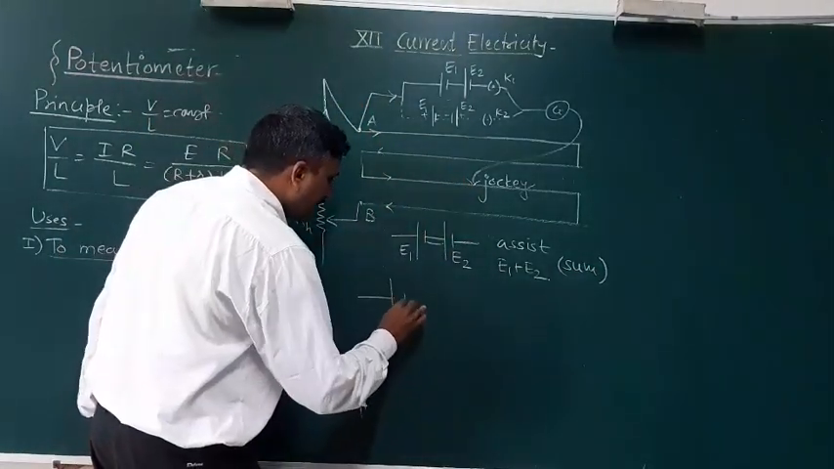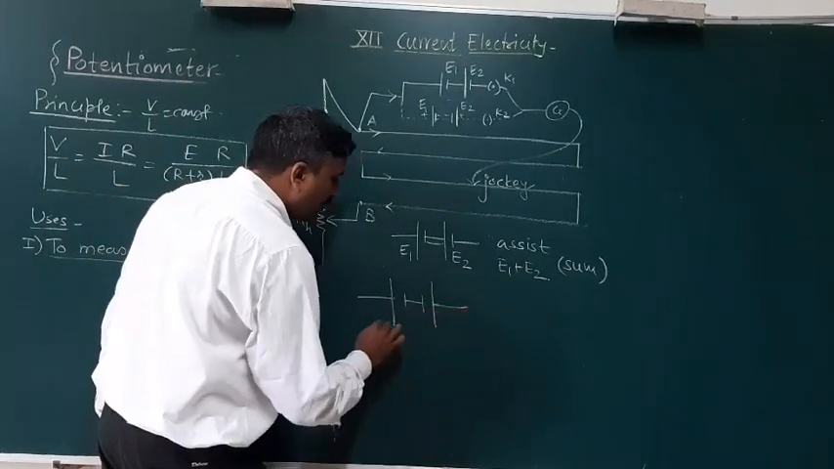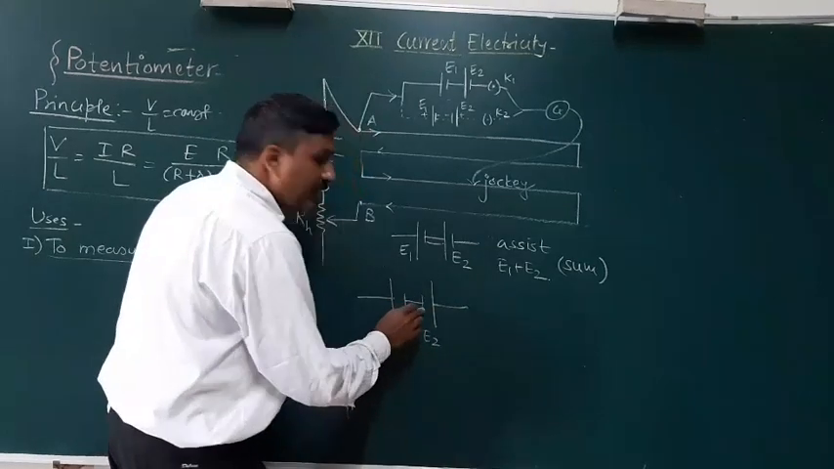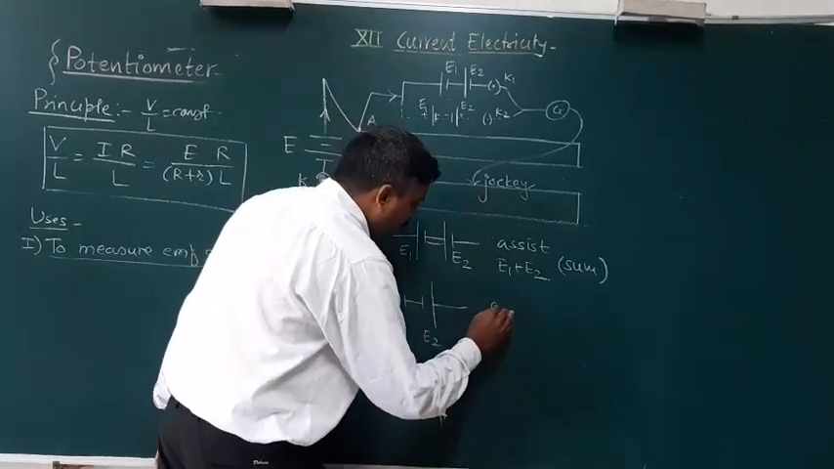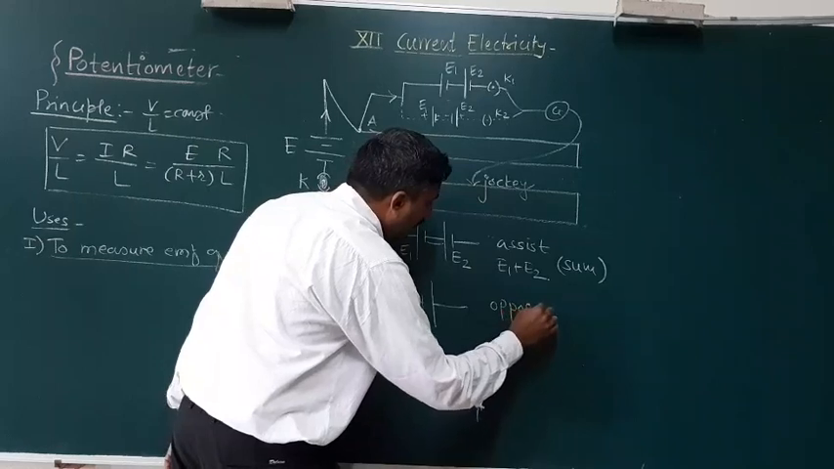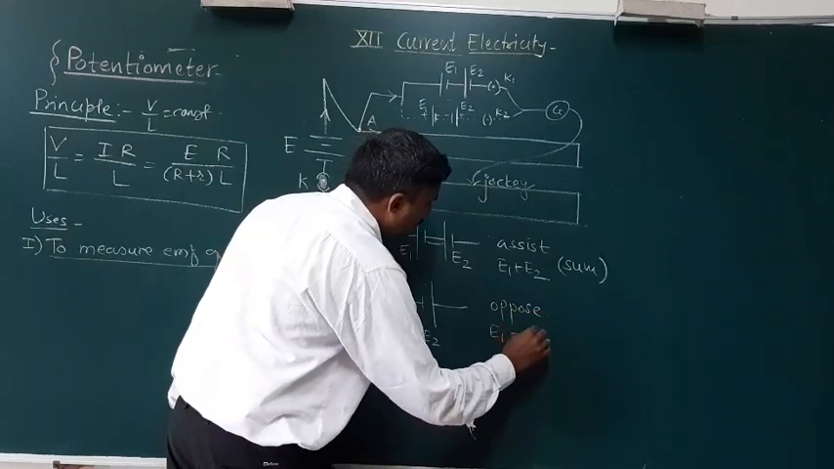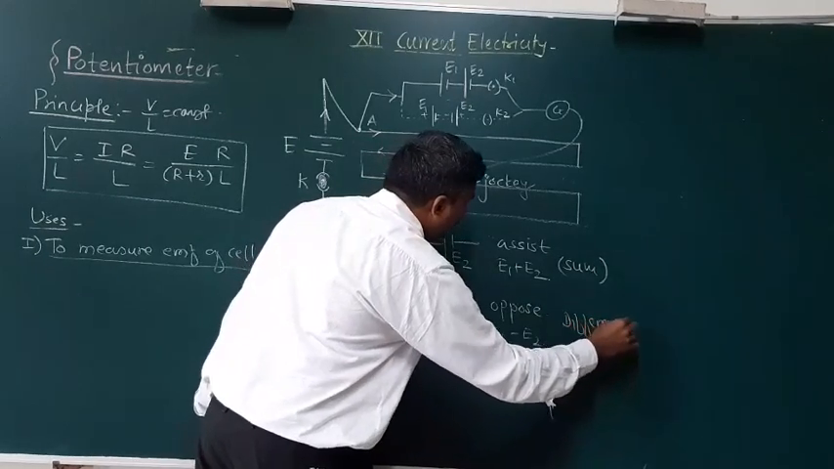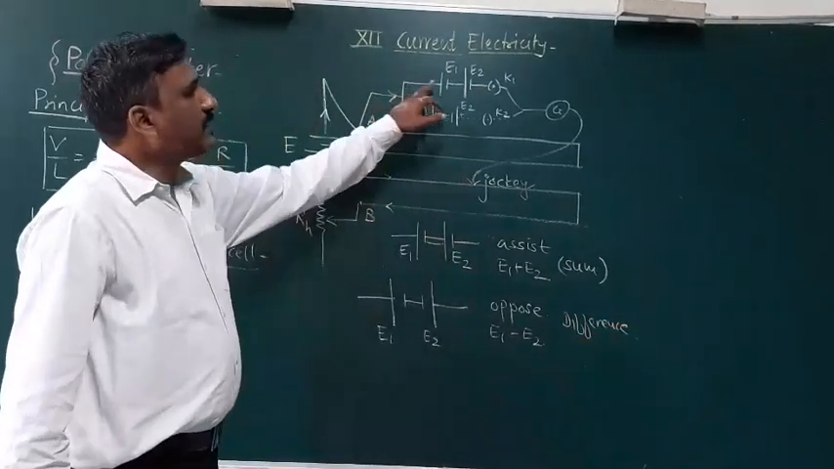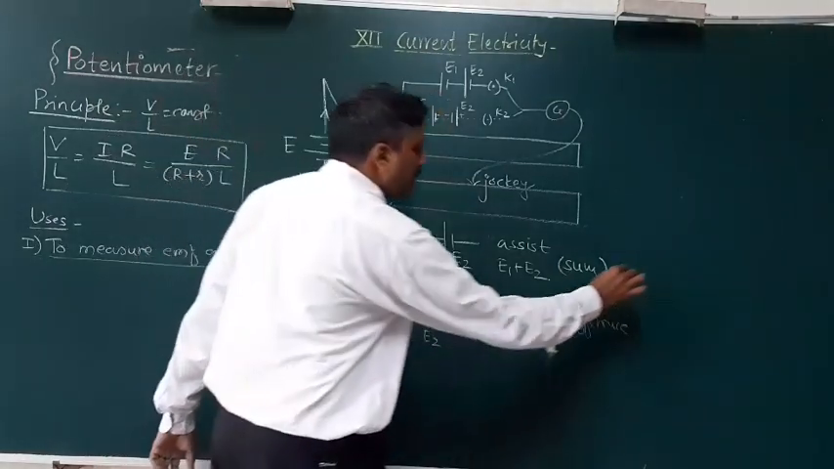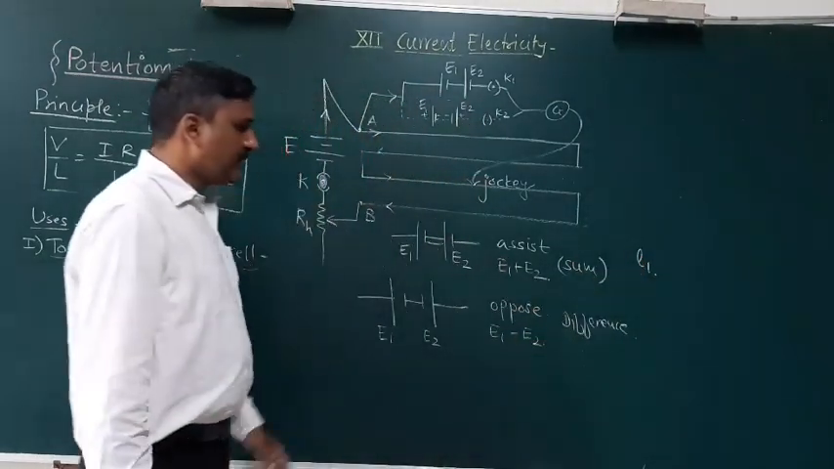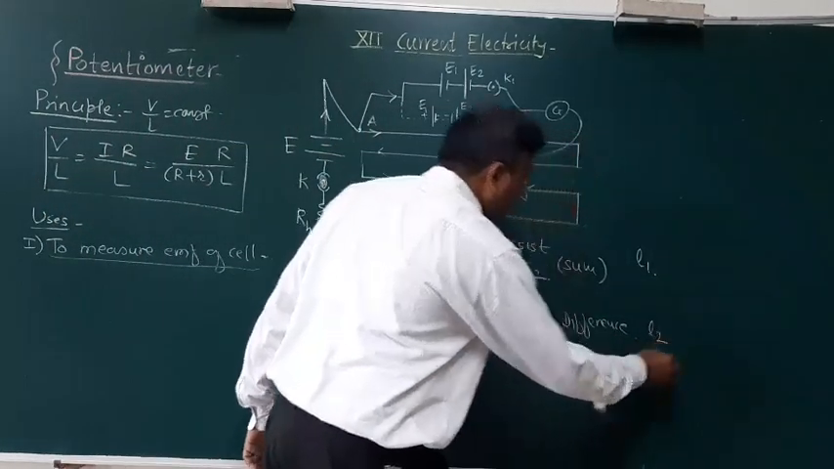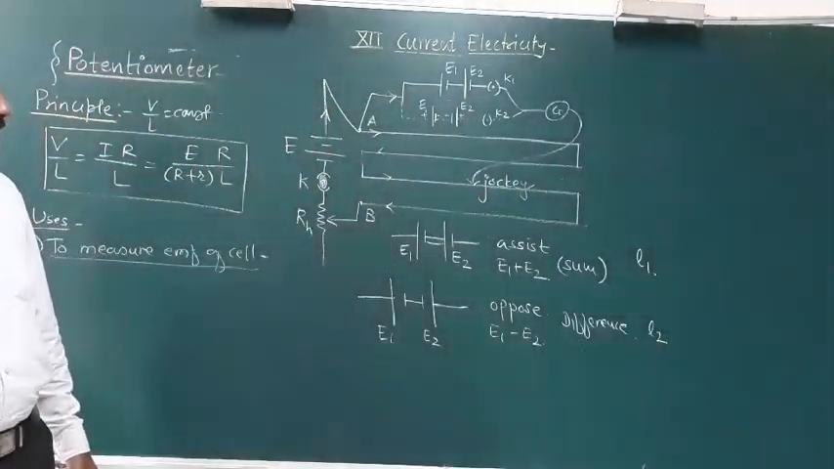If the cells are connected in this way, with the negative terminals of both cells connected together, then the negative opposes. So the cells are in opposition. At that time, the net EMF decreases. This method is called the difference method. When the cells are in the sum method, we get one balancing length L1. When the cells are in opposition, we get the second null point, that is L2.